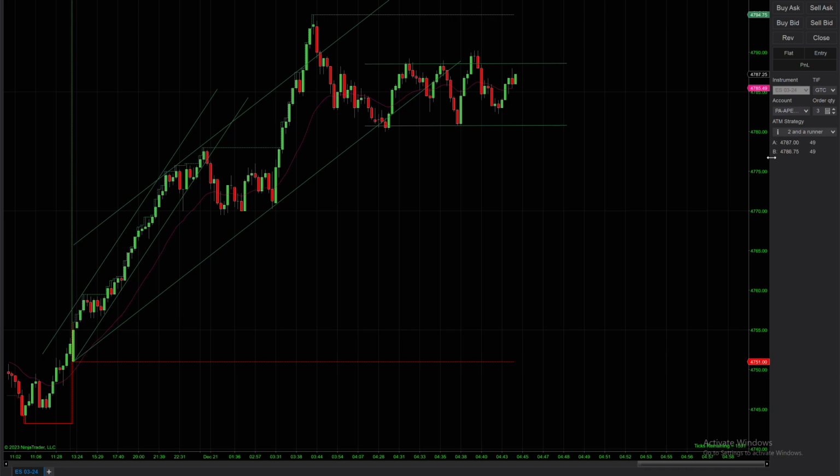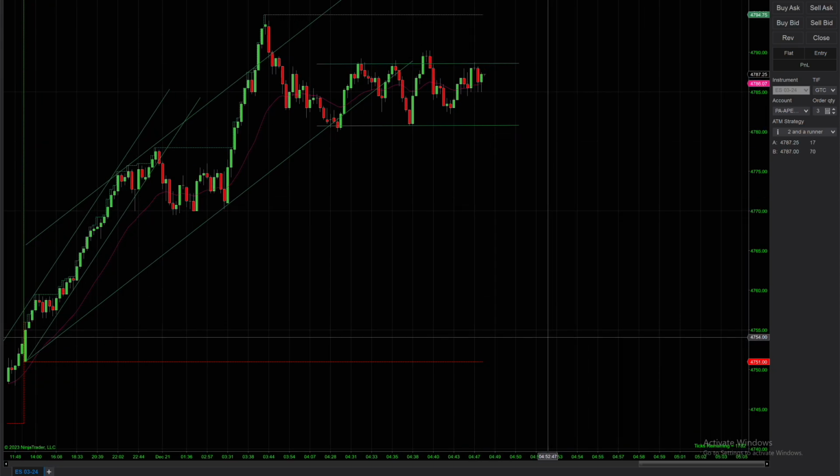I took a triple test and it ended up working out, but it was on the sim account, so it didn't really matter. I just wanted to see if it was right. Should have just used my PA account, but it's okay. Either way, it's just trading sideways, waiting to see what happens, and then finally we get the triple test bounce, and that's when I entered on my sim account.